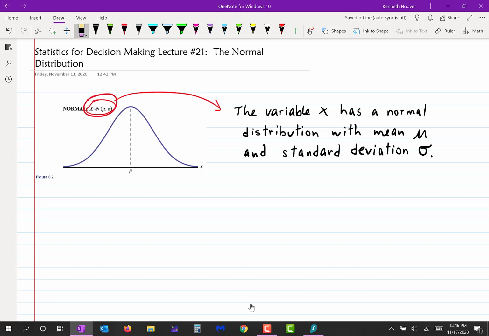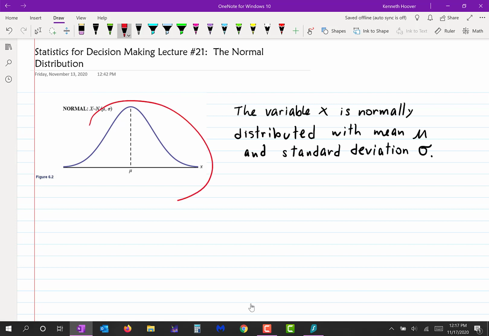You will usually see it worded this way. Instead of "x has a normal distribution," it usually is worded this way: X is normally distributed with mean mu and standard deviation sigma. Okay, now let's look at that graph. Let's look at this picture right here.